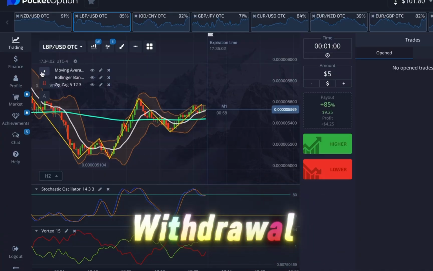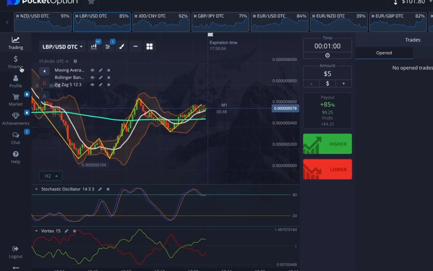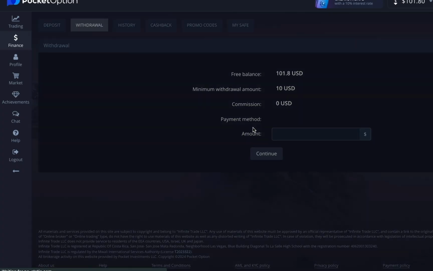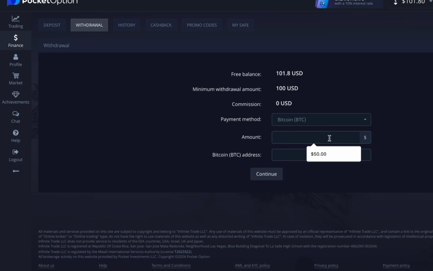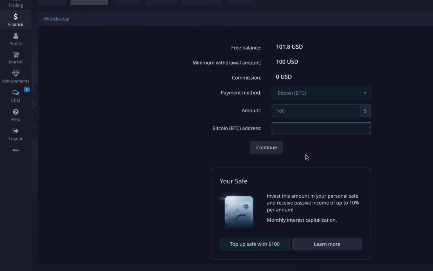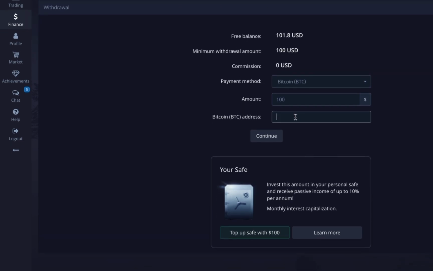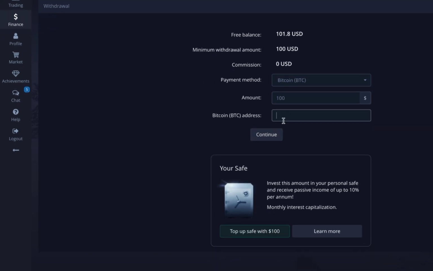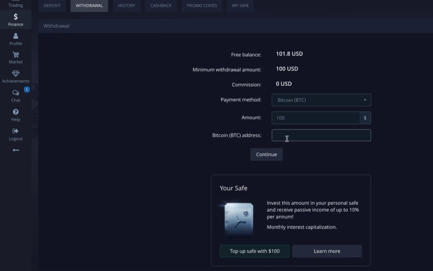So I want to show you how to do the withdrawal process. Up here you will see that you have finance, guys, and you will go to the withdrawal department, and then once this loads up, you would put the amount that you want to withdraw. So we would do $100 since it is a minimum $100 withdrawal amount, and then you would put in your Bitcoin address. You would go to Cash App or Coinbase and get your address from there, and then you would simply put your address in, press continue, and you will see that it withdraws.